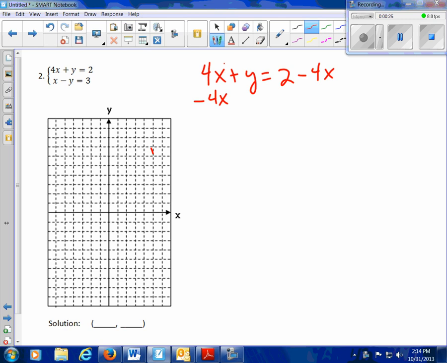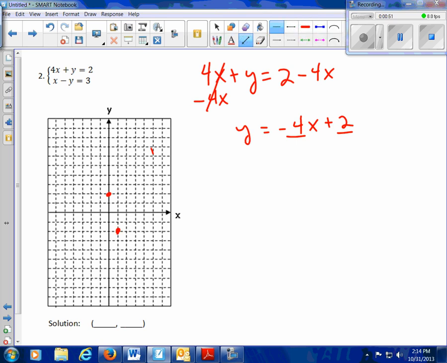That'll cancel out my 4x on the left-hand side, and that leaves me with just y equals negative 4x plus 2 on the right-hand side. So my y-intercept, again, is the last number, 2. So y-intercept of 2, positive 2. My slope is negative 4, so I'm going to go down 4 and to the right 1.